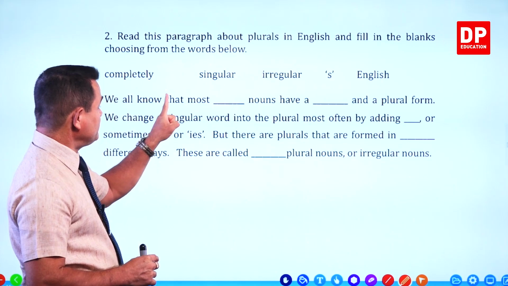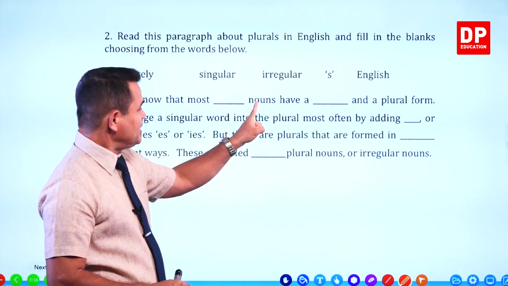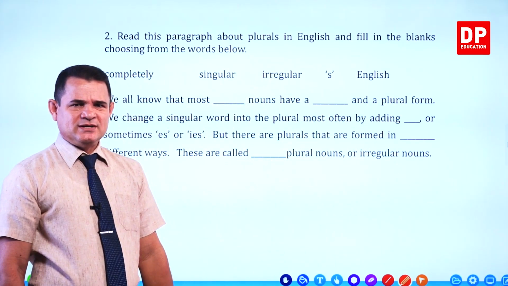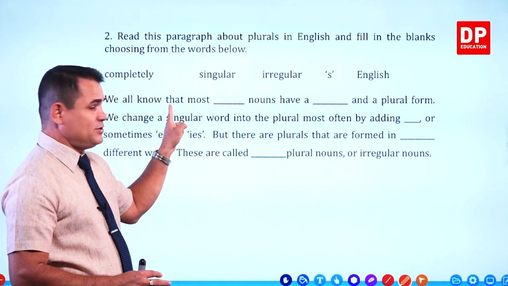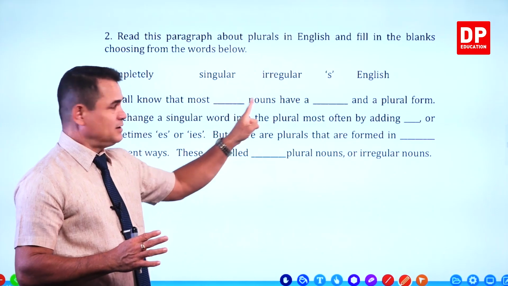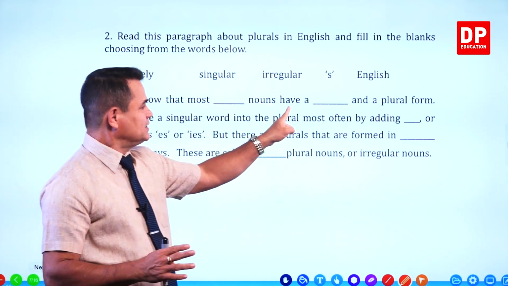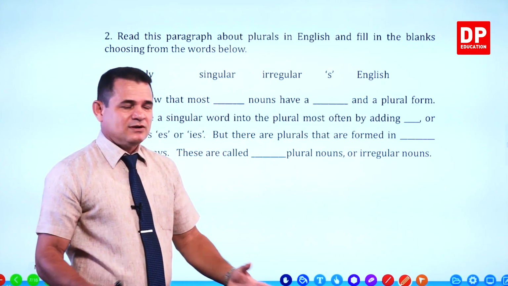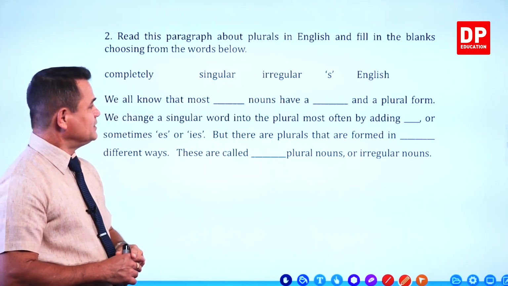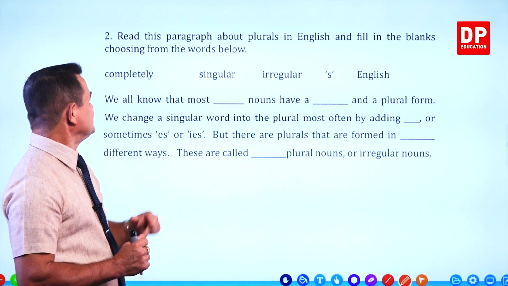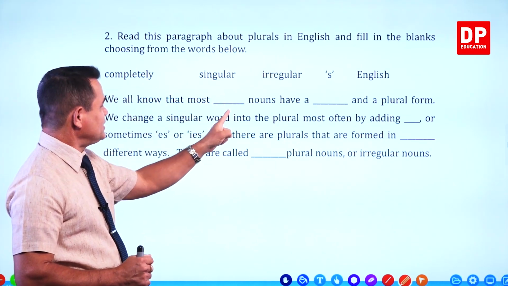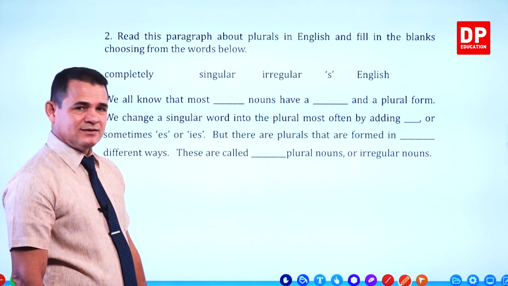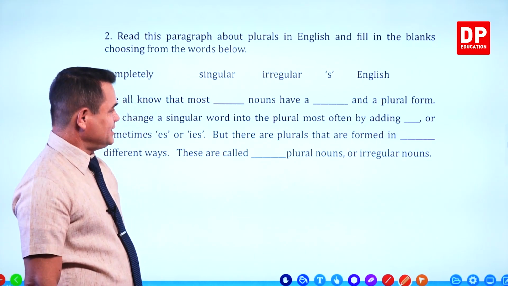We all know that most blank nouns have blank and a plural form. What is it? What does it mean? We all know that most nouns have a blank and a plural form. What comes? Select a suitable word. Most, complete nouns or singular nouns, irregular nouns, s nouns or English nouns. Which is correct? Most. Yes.